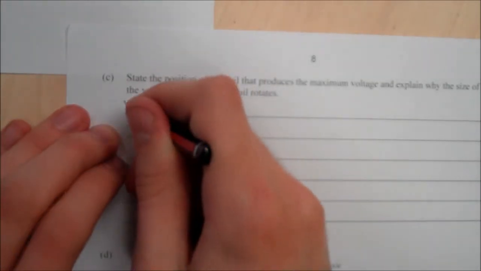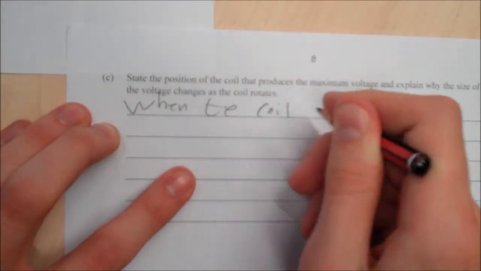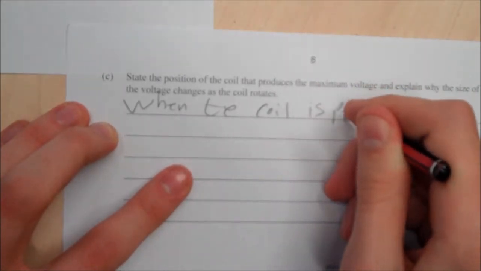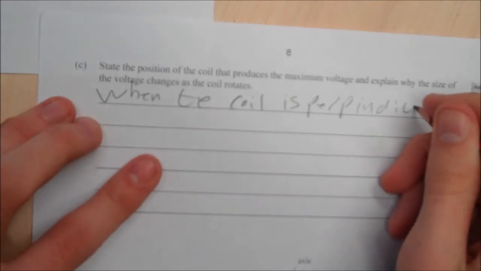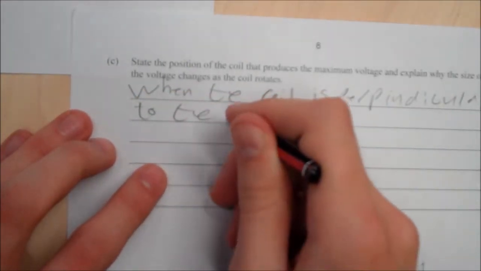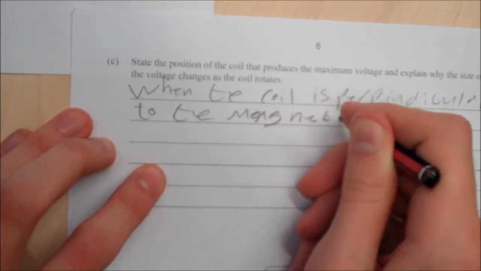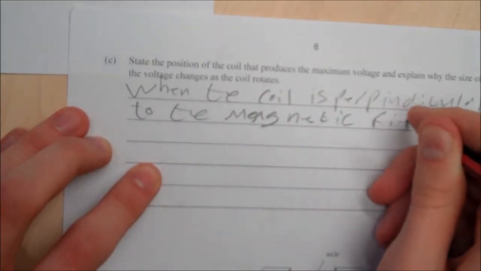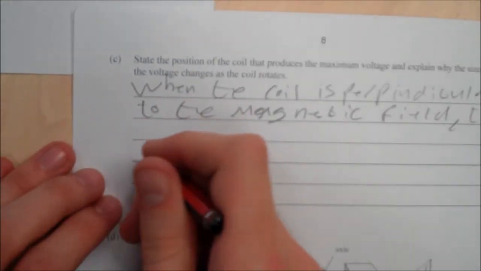So when the coil is perpendicular to the magnetic field, then it will produce the maximum voltage.